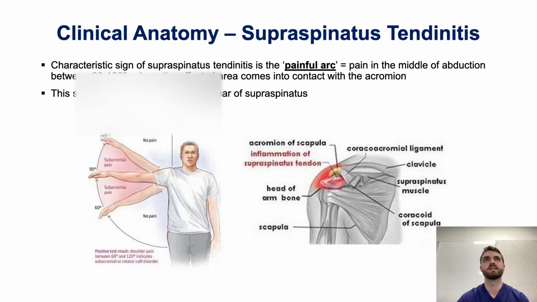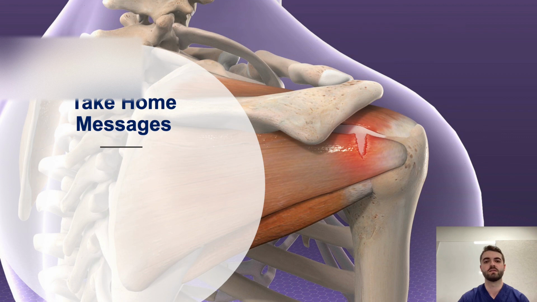And then lastly, the supraspinatus tendinitis. So a characteristic sign is the painful arc test, and it's pain in the middle of abduction from that 60 to 120 degree mark, where the affected area comes in contact with the acromion here. So if you've got inflammation or even a tear, sometimes you can get this subacromial pain, which is distinct within this area as they come into contact there. But that comes to the end of the presentation.